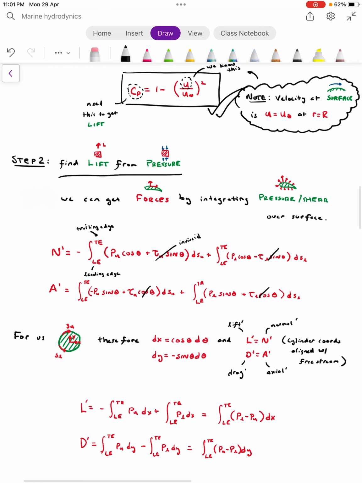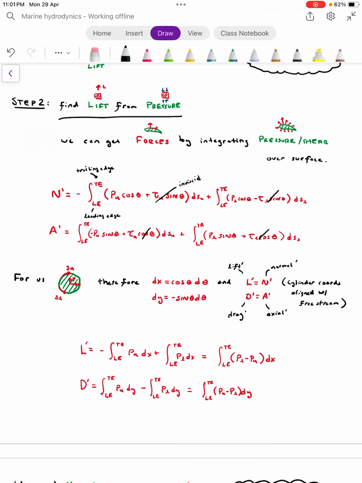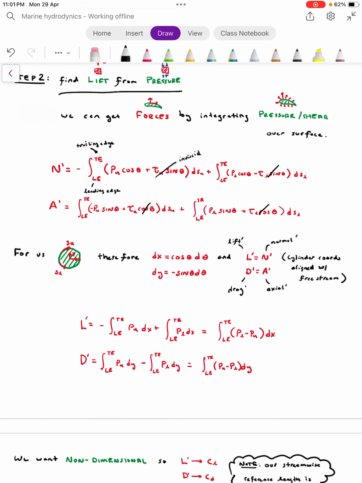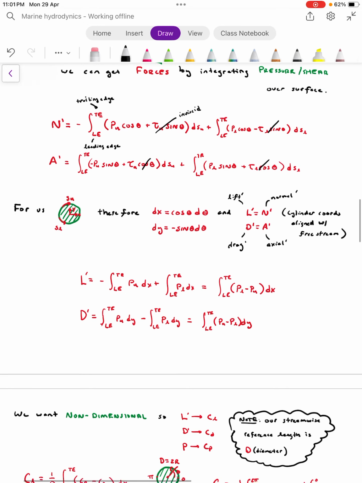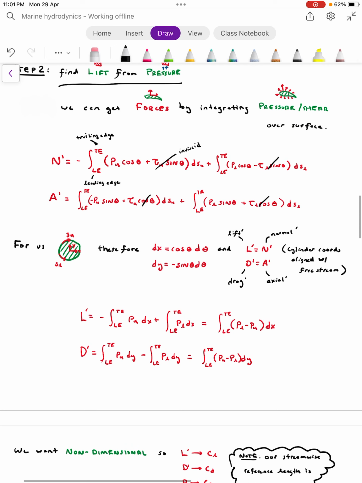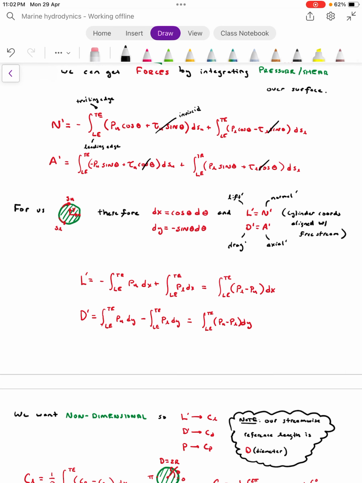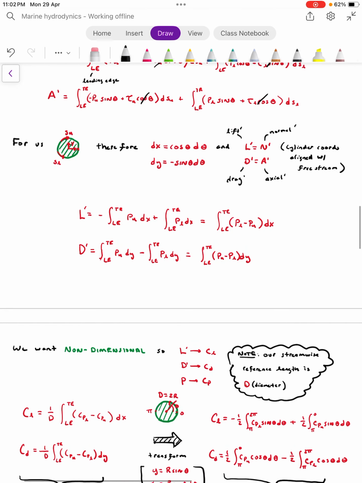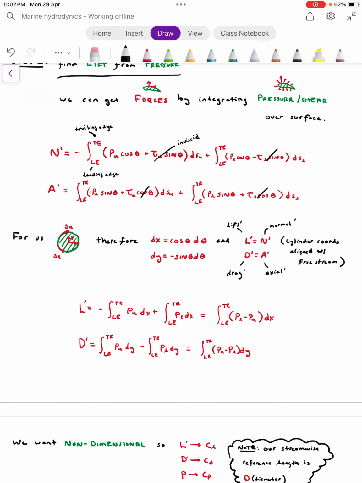Now we will get the lift from the pressure. This is the second step. We get the lift force by integrating pressure plus shear forces over the whole surface, from TE to LE. What is TE and what is LE? TE is the trailing edge and LE is the leading edge.